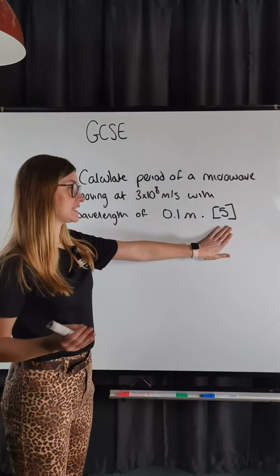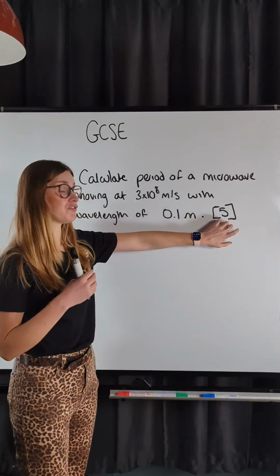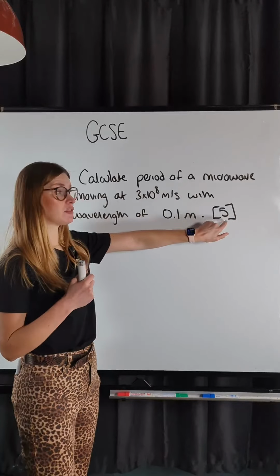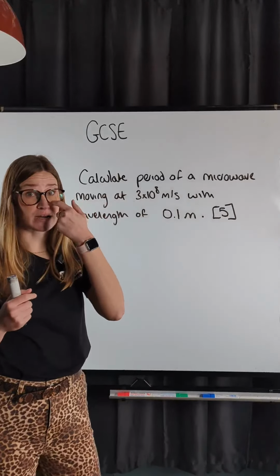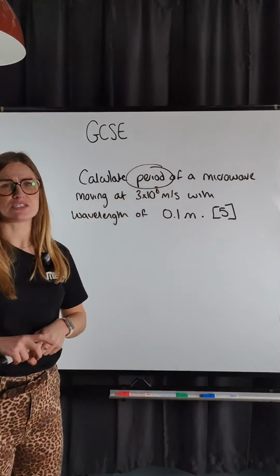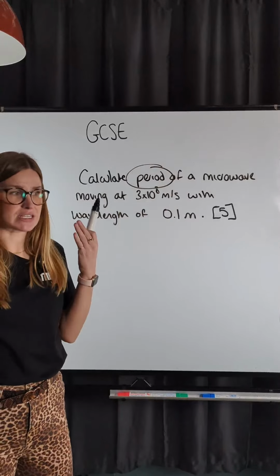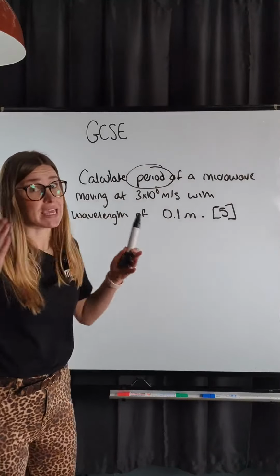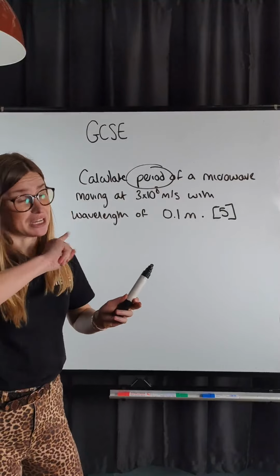So again, physics are starting to ask more of these questions where they're 5 marks or more. And again, you identify the marks, that means there's probably 2 equations in there. So what I do is I can see the word period. So first thing I think is look at my equation sheet, because I know I get given that in my exams. We definitely should know by now.